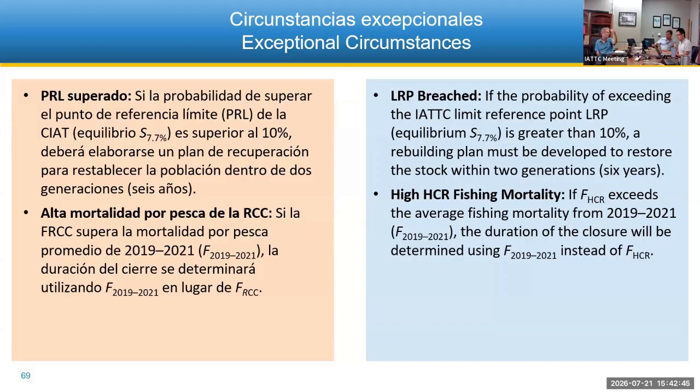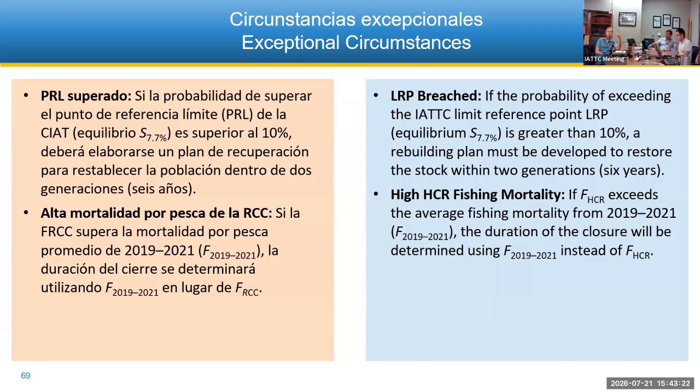But it might say, well, it looks like something's not going well, so then we have to do another analysis or a data collection or something to determine whether or not the management procedure is still appropriate. So it's very difficult for us to specifically outline exactly what would happen if an exceptional circumstance is breached. And sometimes it's even difficult to say if an exceptional circumstance is breached. So anyway, with that in mind, I'm going to go through the exceptional circumstances.